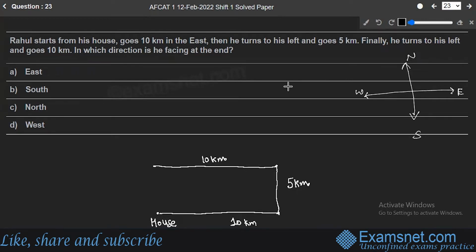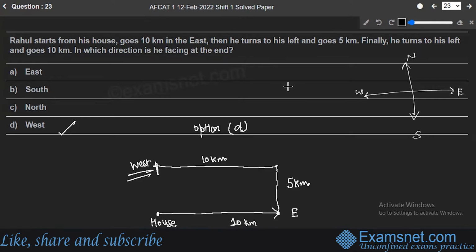In which direction is he facing at the end? See, he's starting from here, and then he moved towards the east. If you move towards the east, this is the east direction. And of course, on the opposite side of east, you have this end point. This is towards the west. Correct? So that is your answer. He's moving towards the west direction. Option D.